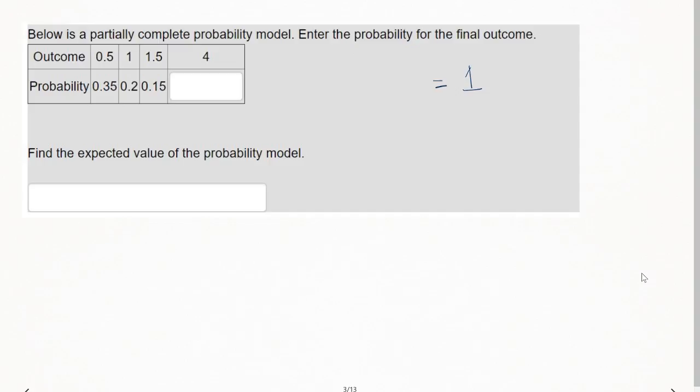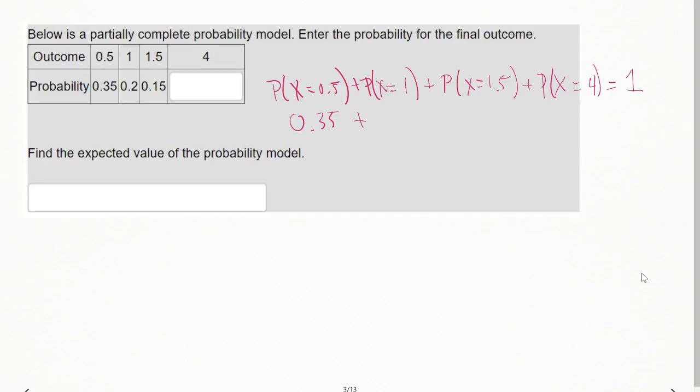In our case, we have the probability that X equals 0.5 plus the probability that X equals 1 plus the probability that X equals 1.5 plus the probability that X equals 4. All that sum should equal 1. Okay, so now, what do we have? Probability that X equals 0.5, that's 0.35.